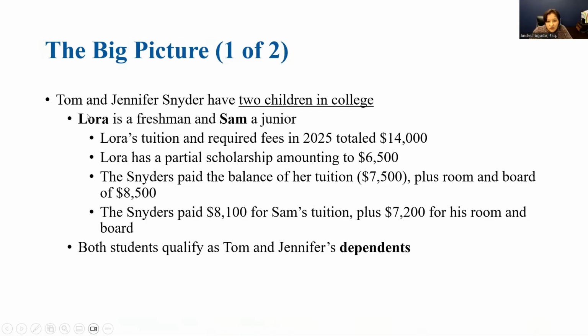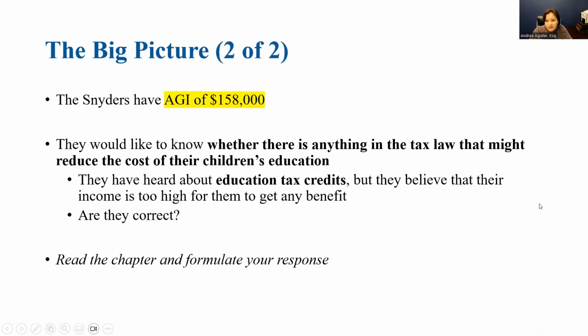So Tom and Jennifer are a couple and they have two kids, Laura and Sam. They're going to college. Laura's tuition and required fees in 2025 are $14,000. Laura has a partial scholarship of $6,500, and the couple paid the balance of her tuition, $7,500, plus room and board of $8,500. The couple also paid $8,100 for Sam's tuition plus $7,200 for his room and board. And both students qualified as Tom and Jennifer's dependents.